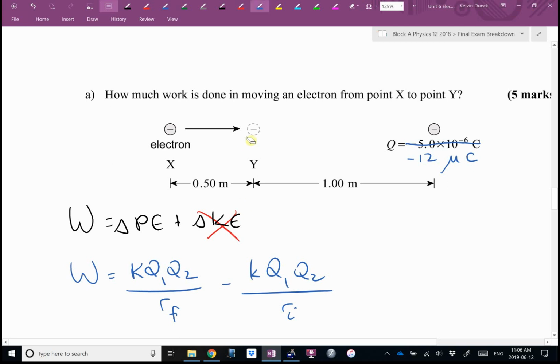Now, what if I asked how much work it would take to move from Y to X? Technically, it wants to move on its own. If I solved it, I would get negative work because it would be telling me that the electron was losing potential energy because it was falling. It just happens to be, Maddie, falling up. Okay, but it's falling. It's losing potential energy.